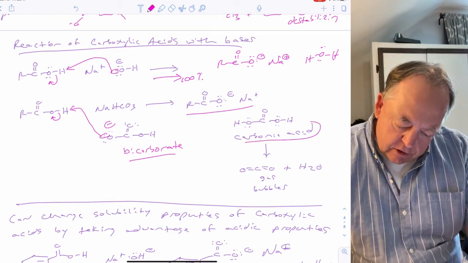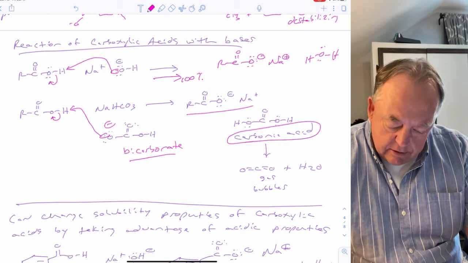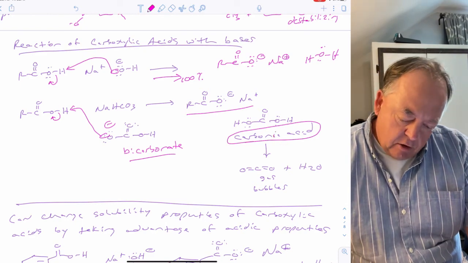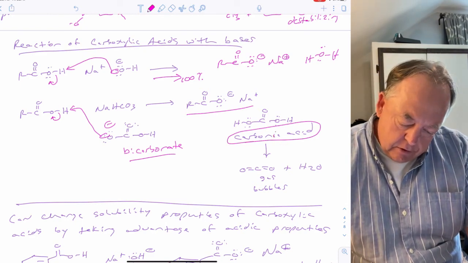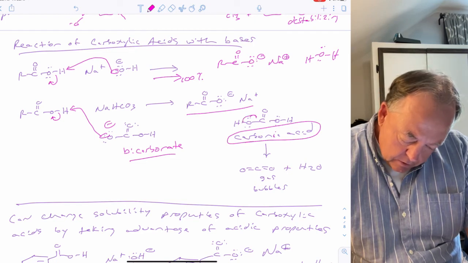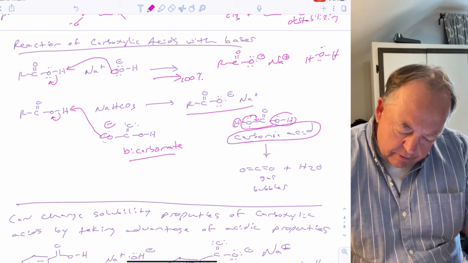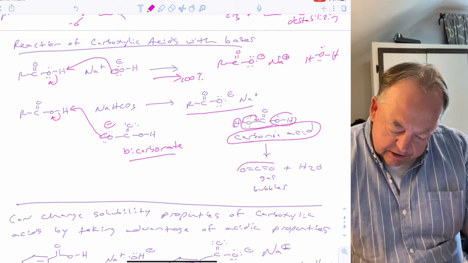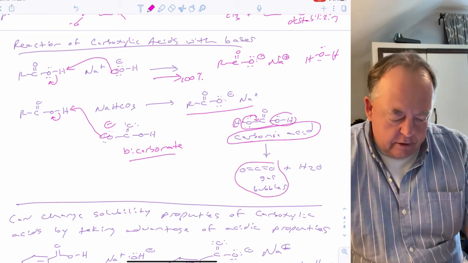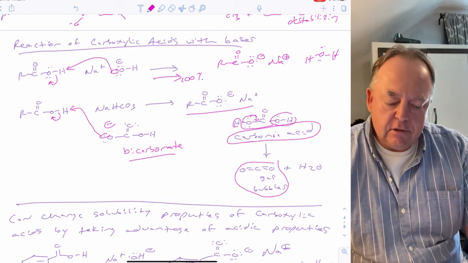And then you'd make carbonic acid as a side product, and carbonic acid can decompose to make CO2. So OH and H can make water, and then you can make CO2, which is a gas. So this would be one way that can be used to detect the presence of a carboxylic acid.